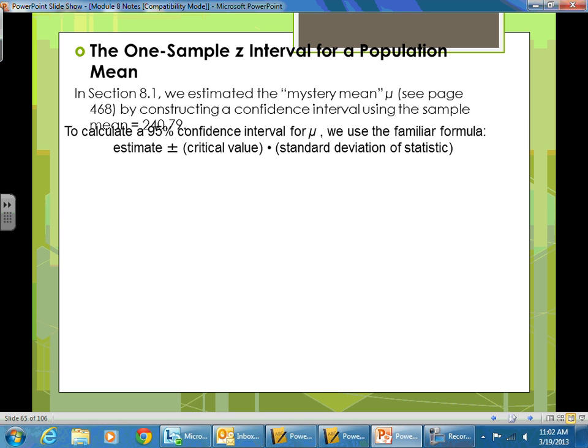The one sample z interval for a population mean. We can calculate a 95% confidence interval, or any confidence interval, by taking the estimate.